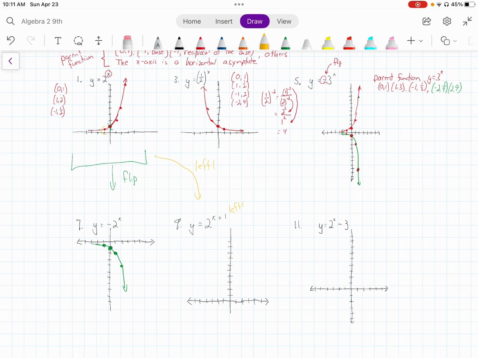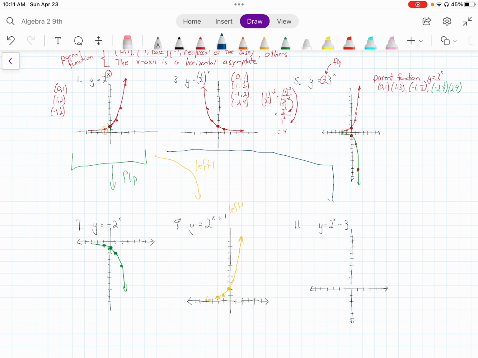And so this point here is going to go left 1. The point 0, 1 will go left 1 to -1, 1. And the point 1, 2 will go left 1. And so our graph will look like this. It just got shifted over 1 unit to the left.